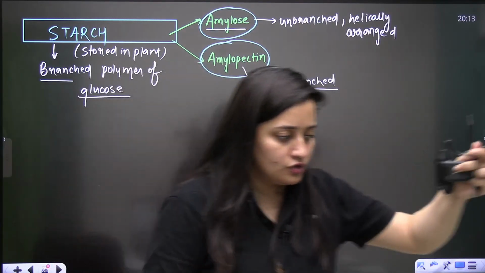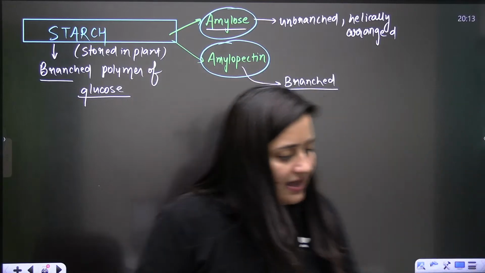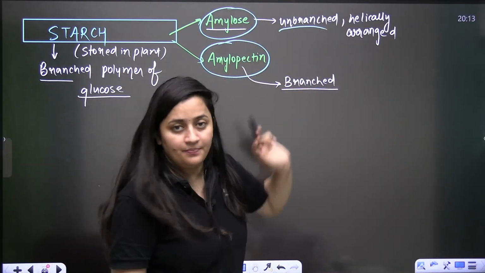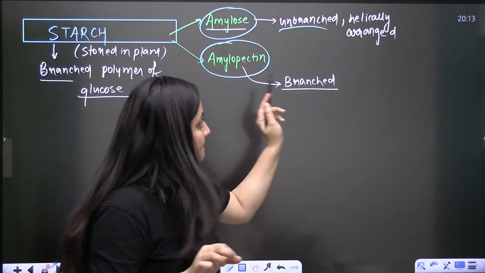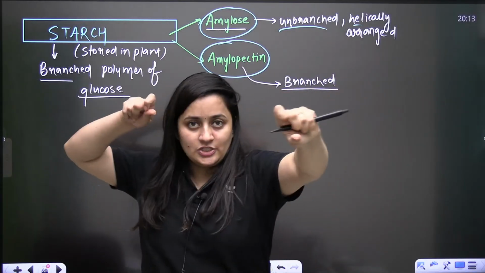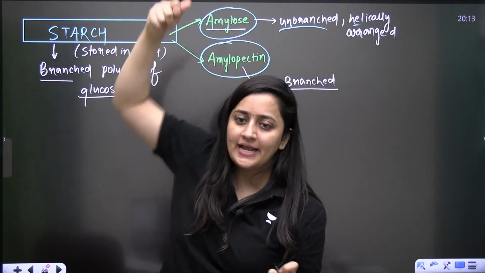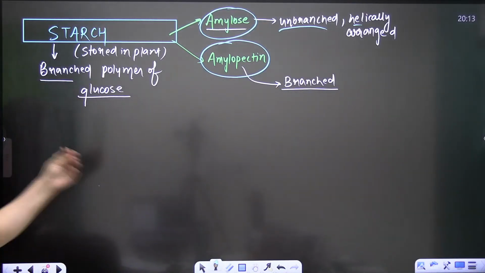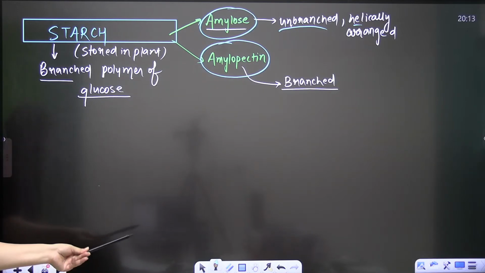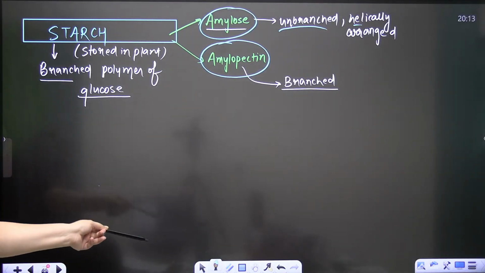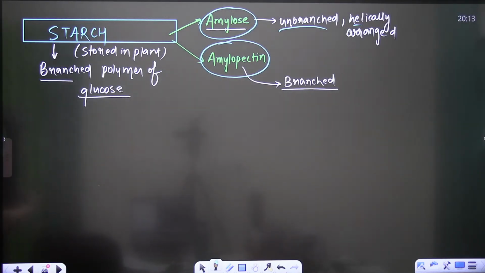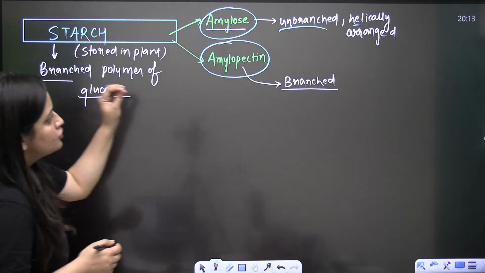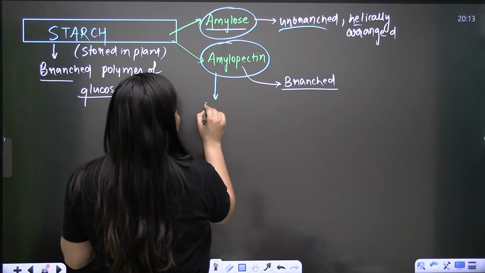Same is the case with the amylose. It is unbranched. It doesn't have branches, but it is helically arranged. A straight structure, you are coiling it. Got it? And amylopectin is branched, not as branched as your glycogen, but yes, it is branched.